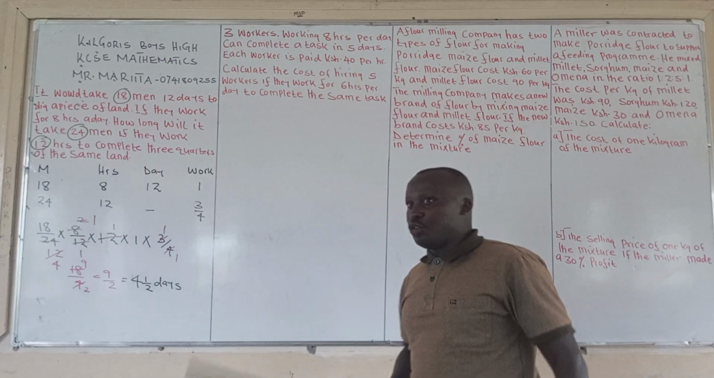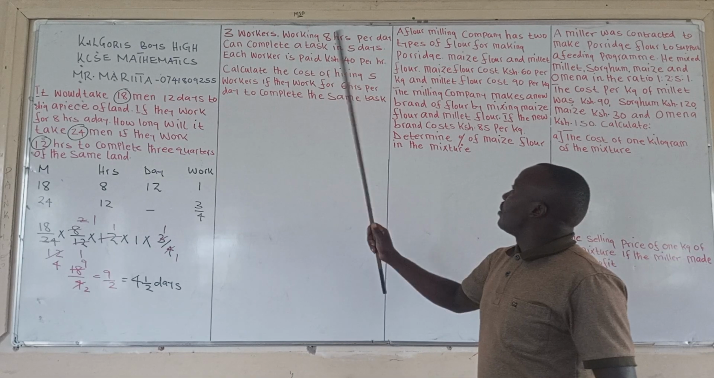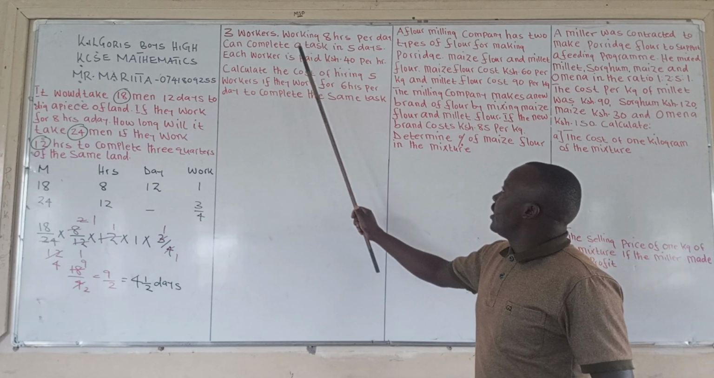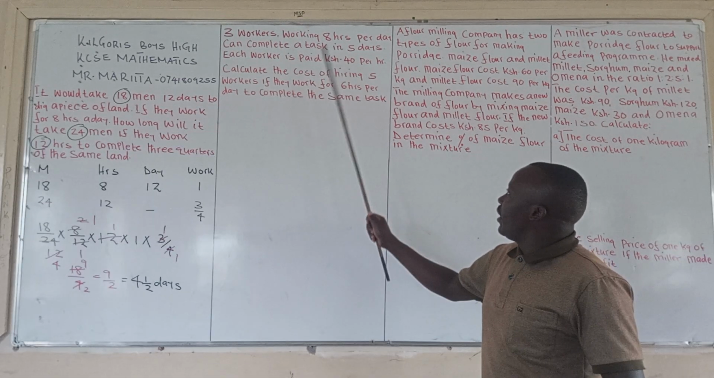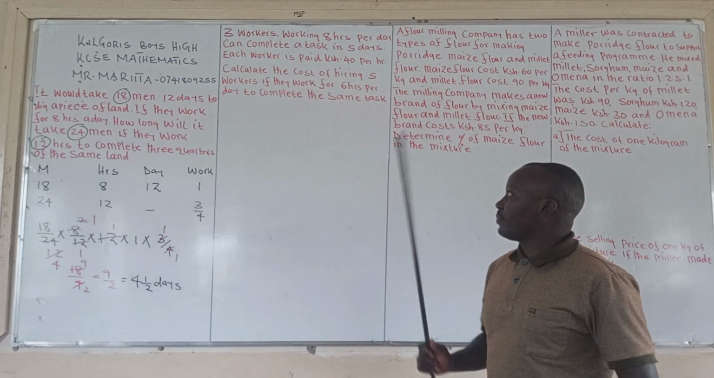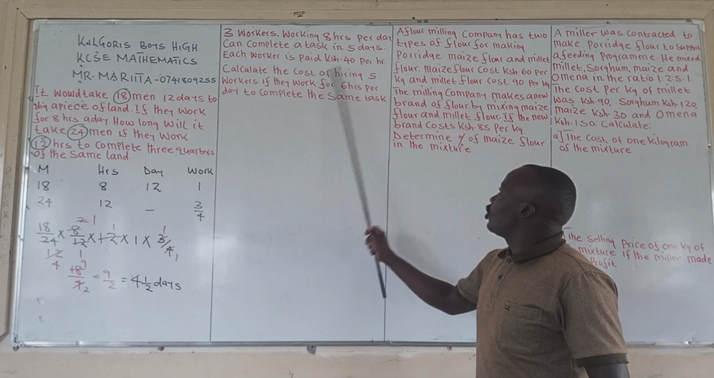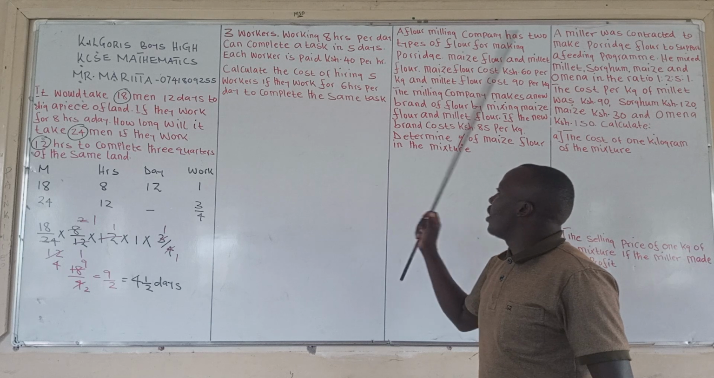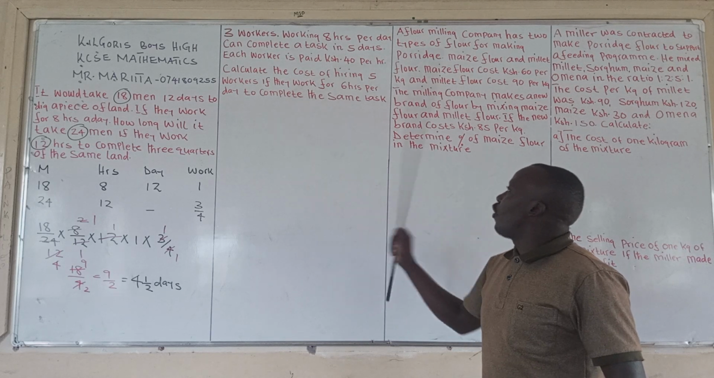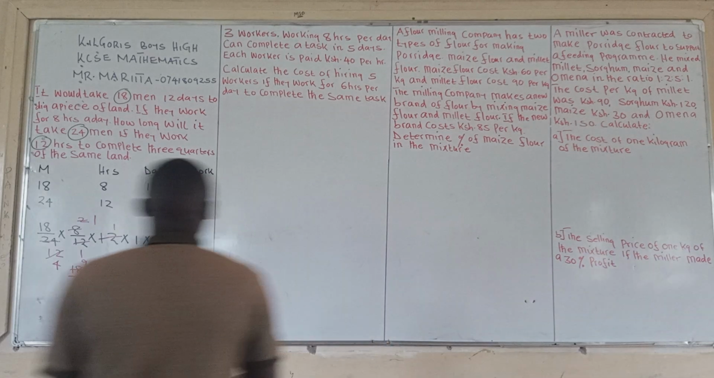Now we have question 2. 3 workers working 8 hours per day complete a task in 5 days. Each is paid 40 shillings per hour. So this one is not very important for now. Calculate the cost of hiring 5 workers if they work for 6 hours per day to complete the same task. We can also arrange this one here.